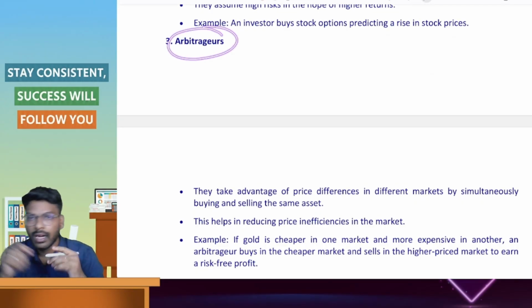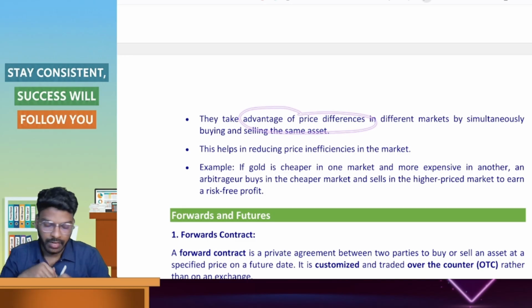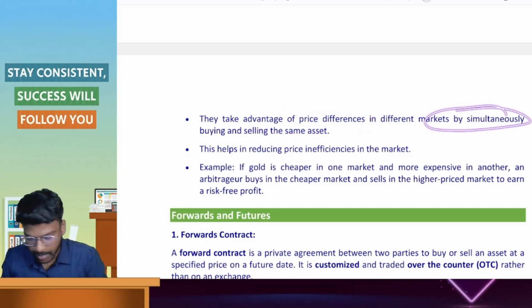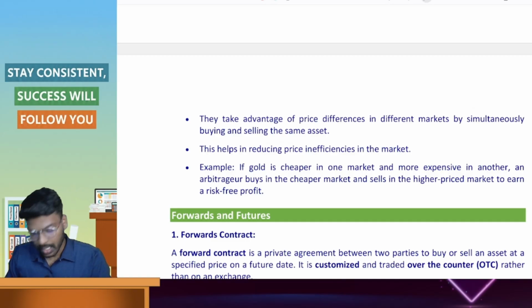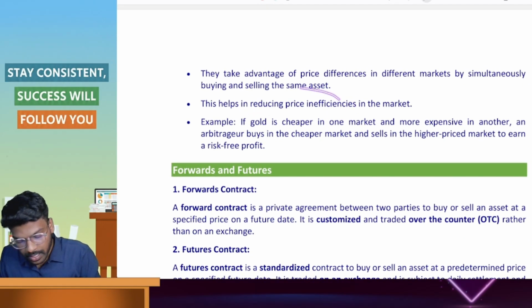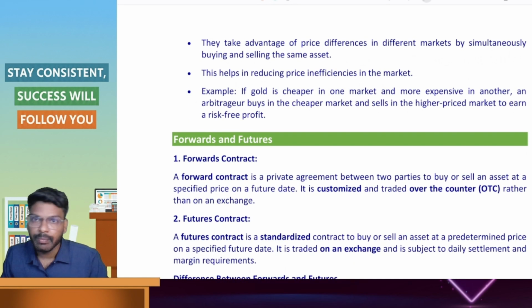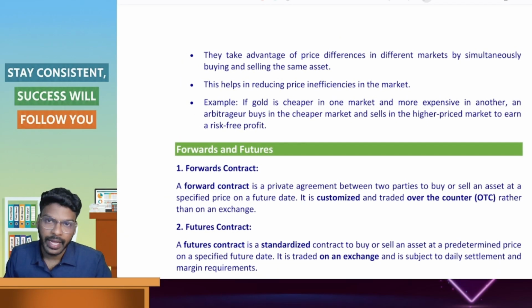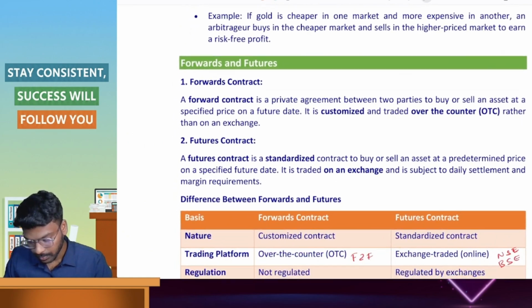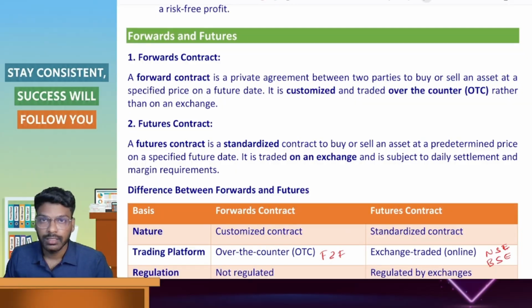Arbitrageurs. In case of arbitrage, they take advantage of price differences in the market by simultaneously buying and selling the same asset. Okay, they will buy the shares and also sell the shares. This helps in reducing the price inefficiencies in the market. In most cases, the arbitrage process will not make losses. They will only get the profit. Okay, now we'll start with forwards and futures.